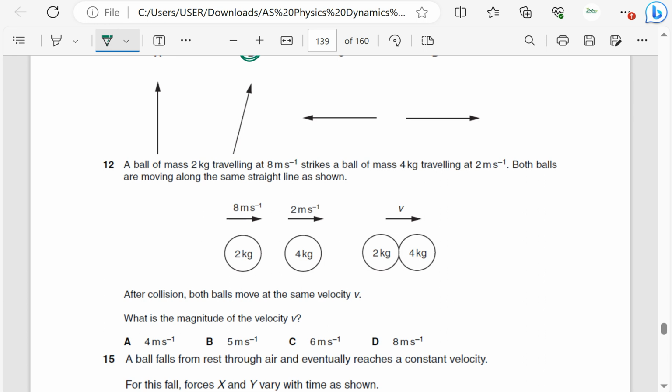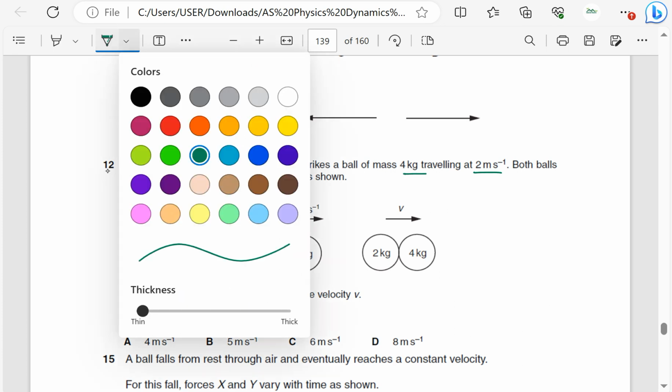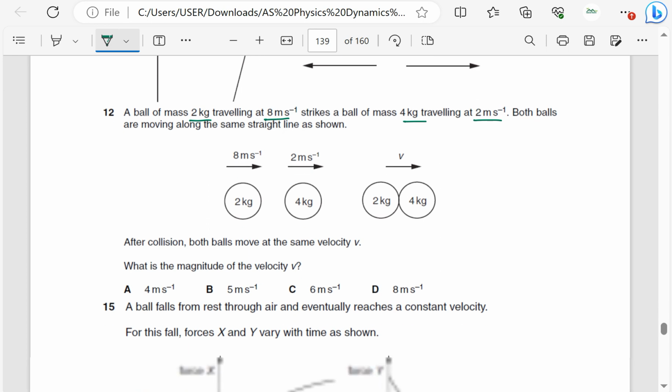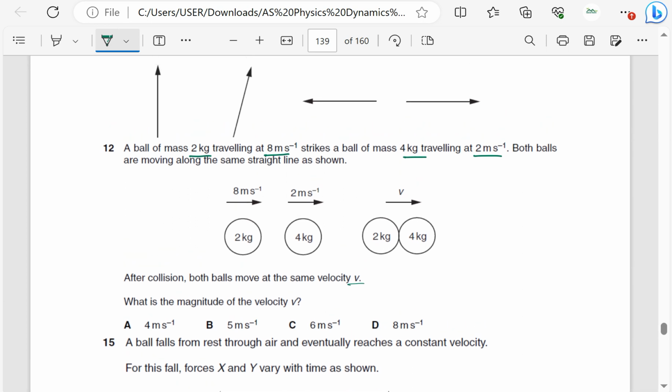A ball of mass 2 kilograms traveling at 8 meters per second strikes a ball of mass 4 kilograms traveling at 2 meters per second. Both balls are moving along the same straight line as shown. After collision, both balls move at the same velocity v, so they are moving with a common velocity. What is the magnitude of the velocity? So that is just conservation of momentum.